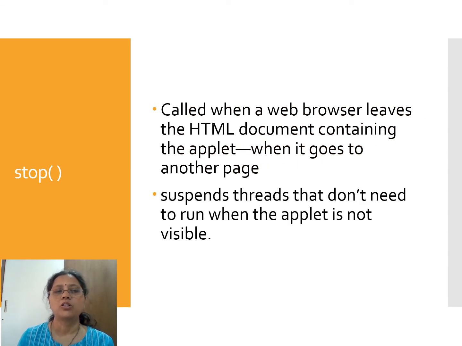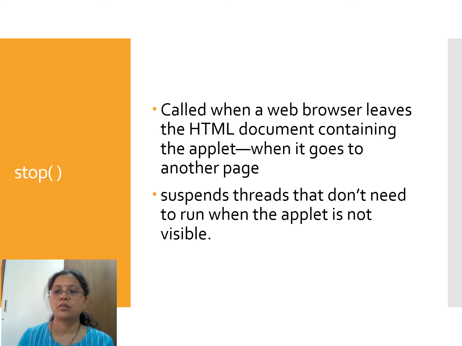The last two are the stop and destroy methods. Stop is always called when the applet is running and then you want to stop it. So you should use stop to suspend threads that don't need to run when the applet is not visible. So stop is called when a web browser leaves the HTML document and goes to another page. Stop always suspends threads that don't need to run when the applet is not visible.